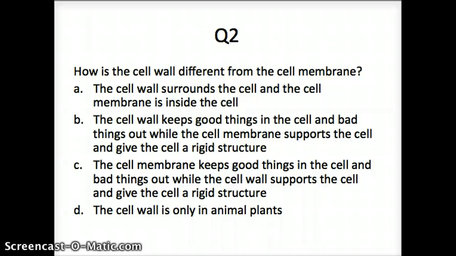Question 2. How is the cell wall different from the cell membrane? A, the cell wall surrounds the cell and the cell membrane is inside the cell. B, the cell wall keeps good things in the cell and bad things out, while the cell membrane supports the cell and gives the cell a rigid structure. C, the cell membrane keeps good things in the cell and bad things out, while the cell wall supports the cell and gives the cell a rigid structure. Or D, the cell wall is only in animal cells.